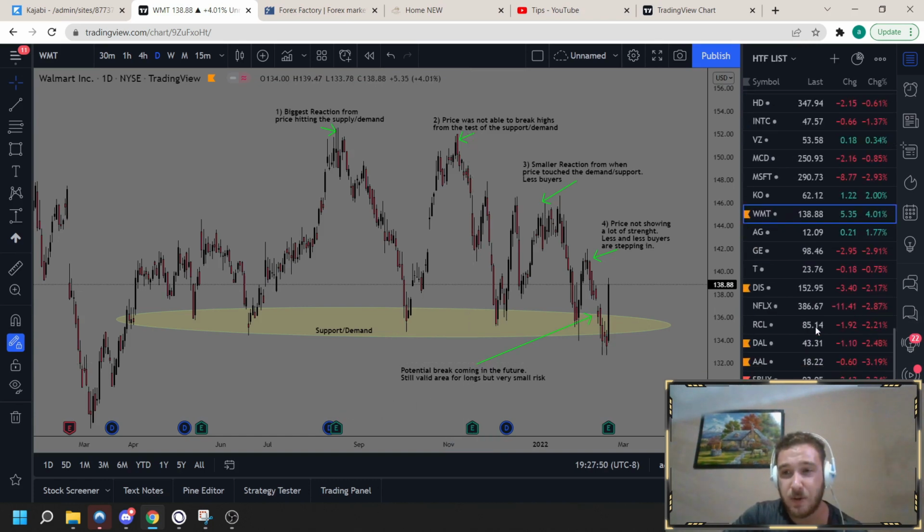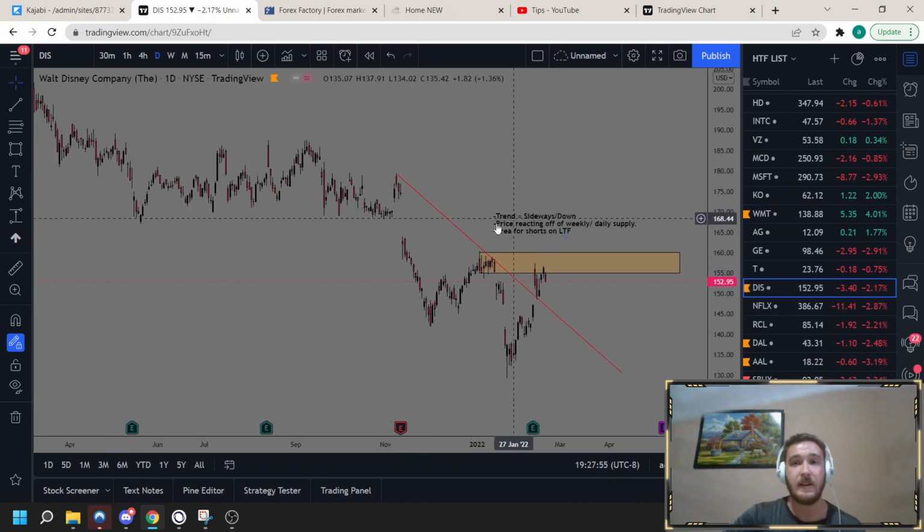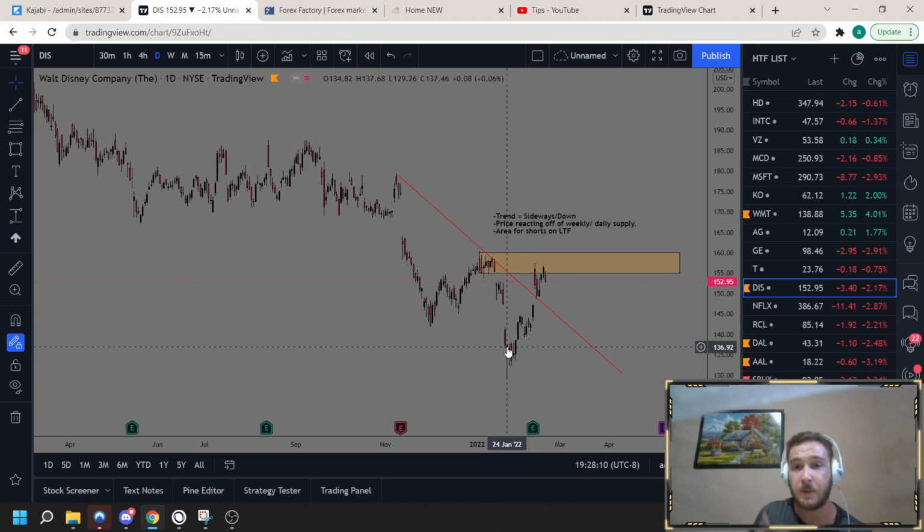Okay, so let's go into another example. Walt Disney. Okay, this overall trend is down. We've got imbalance, lower low, lower high, lower low, lower high. We have price sitting inside an area of supply right now, which previously pushed price all the way back down here. So it's a pivot point area. We're sitting in supply.